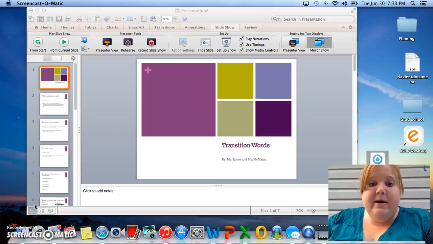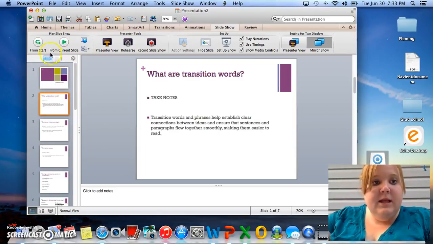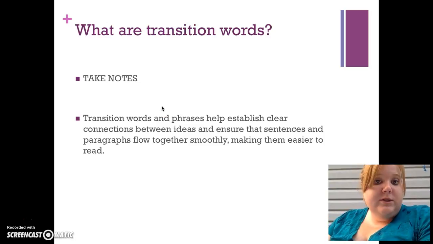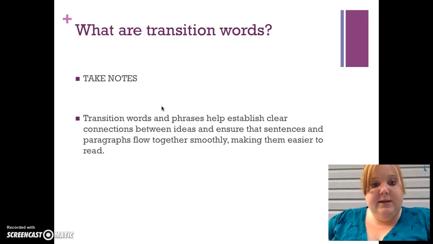Today you're going to learn about different transition words, how to use them, as well as when it's appropriate to use them. Let's take a look at the first slide. What are transition words? Make sure you take notes because half of your assignment is going to be graded on notes, as well as the activity at the end.